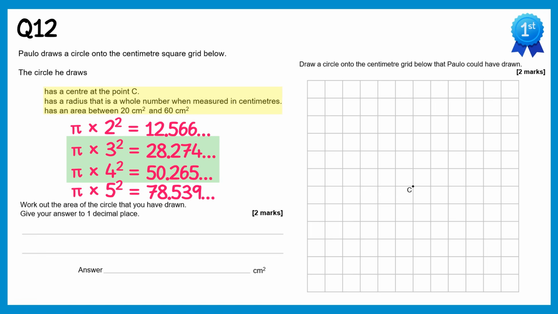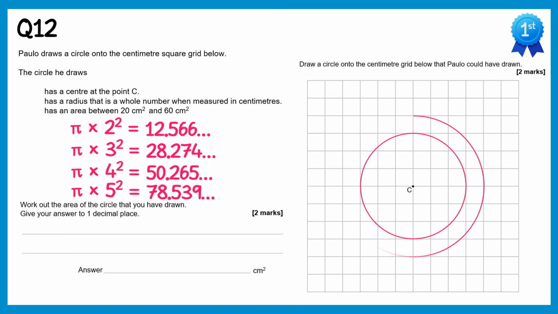So if you go over to the grid, you'd want to use a pair of compasses for this. So you could set your pair of compasses to 3 centimetres by placing the sharp bit at C and the pencil somewhere like this. You can see that's 3 squares away. Then from here you just draw yourself a nice neat circle. Now of course we said it could also be the 4 centimetre circle, so you could put your pencil here and draw a circle like this. I wouldn't draw both circles here, but either of those would be correct.